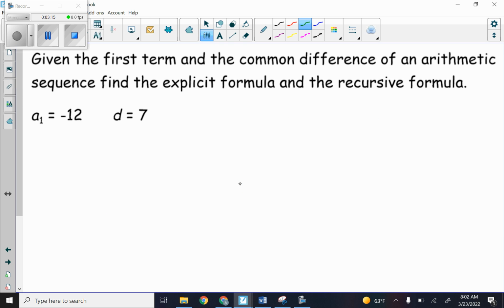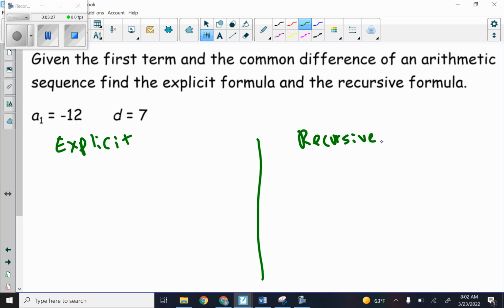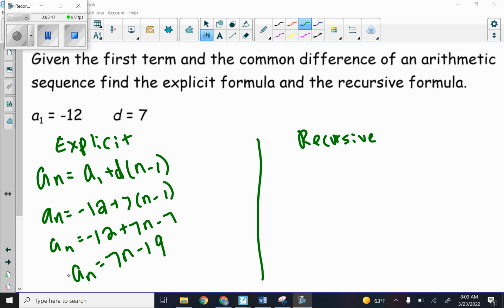So here's another one. Split it up. Explicit. Recursive. All right, so a sub n equals a sub 1 plus d times n minus 1. I want you to find what is that explicit formula. Okay, so I worked it out. If you did not get that question right, please take a look through those steps on how I got a sub n equals 7n minus 19.